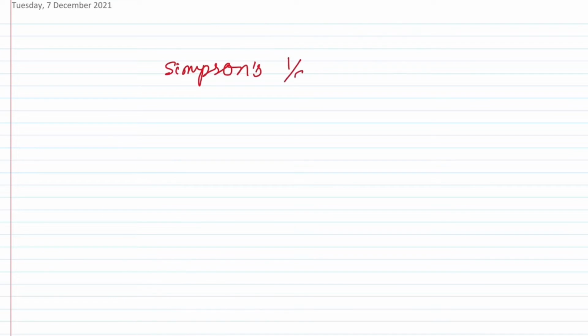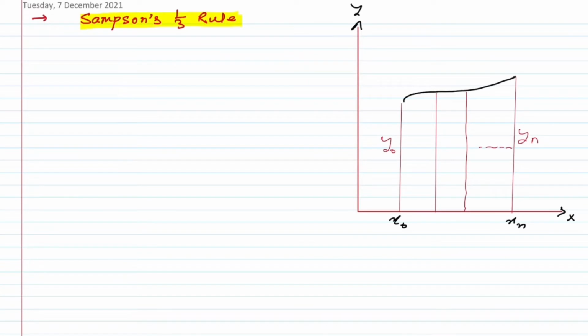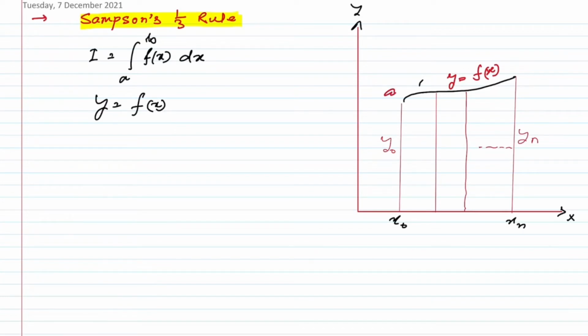Now Simpson's 1/3 rule. As in the previous case, we have to evaluate I is equal to the integration from a to b of f of x dx, where y is equal to f of x. This is a polynomial and its curve is given by this. Suppose this is the curve of y equal to f of x, and we need to find its value, which means we need to find the area below this curve from a to b, this interval.